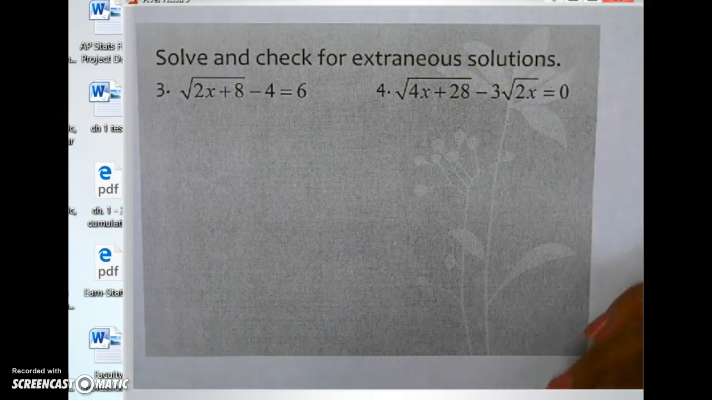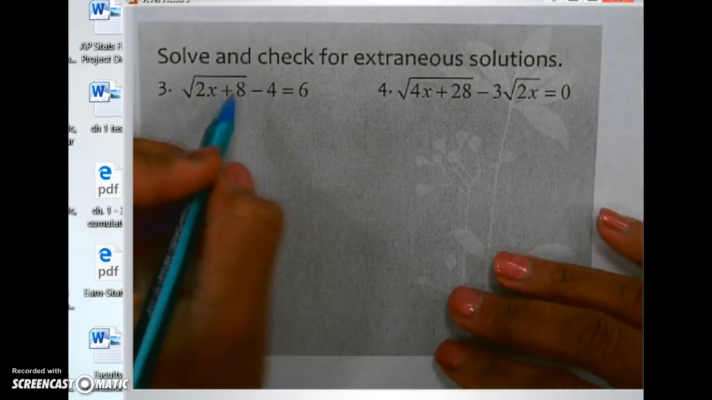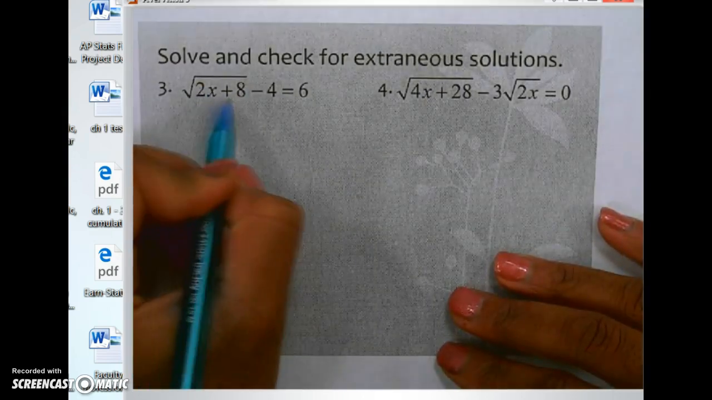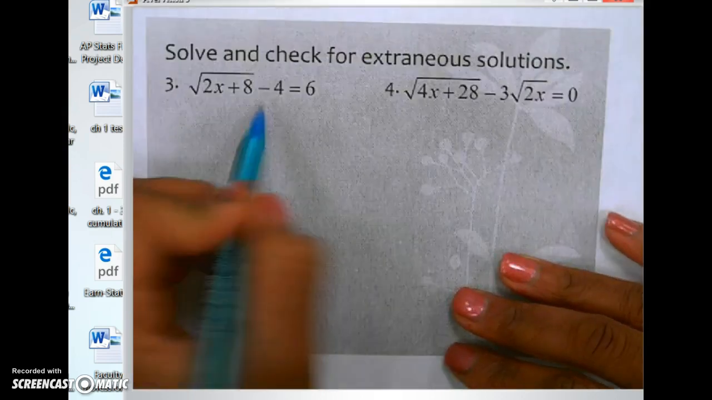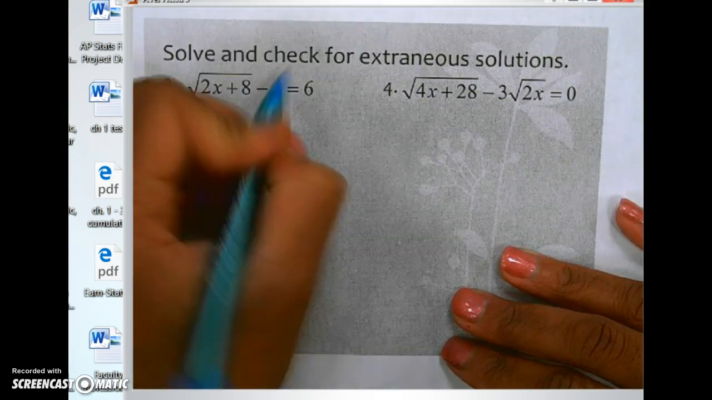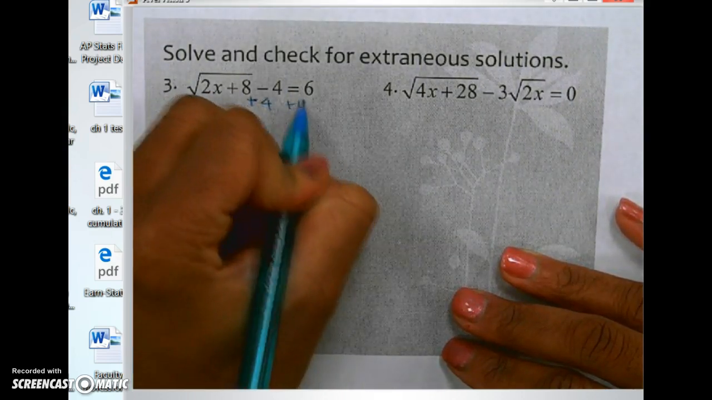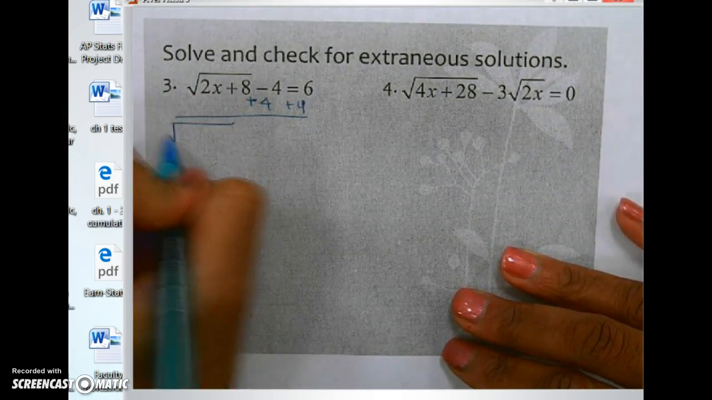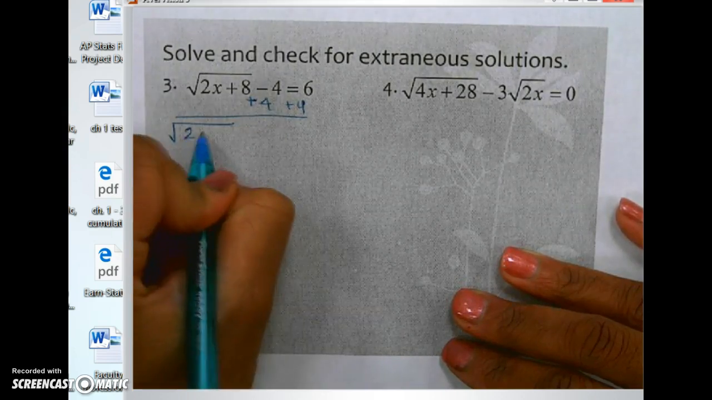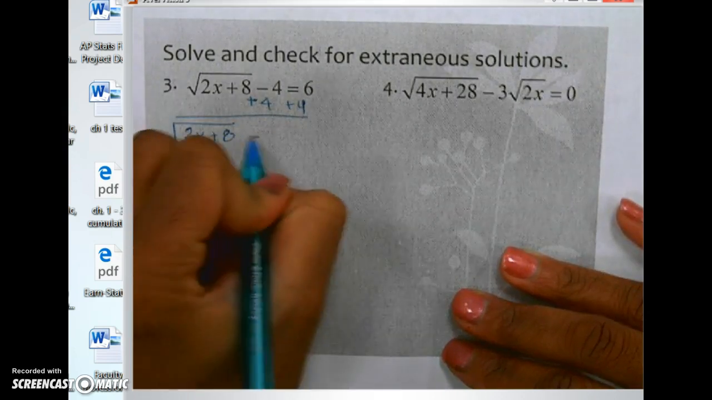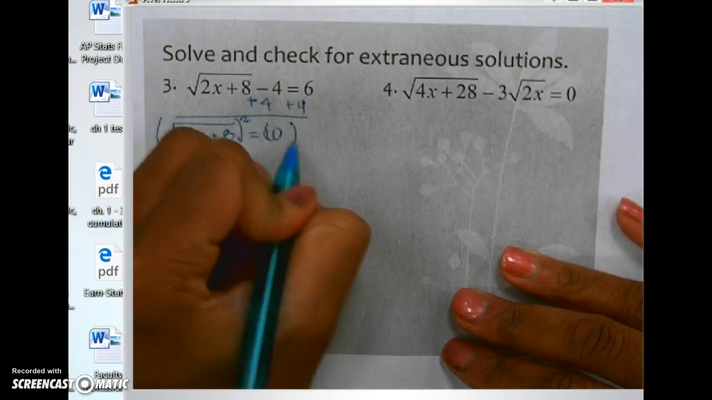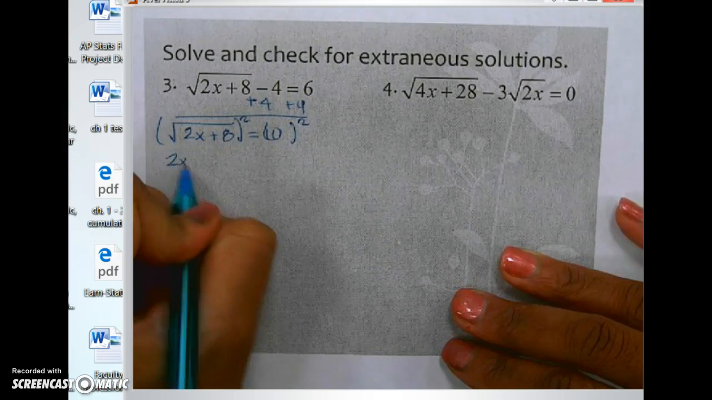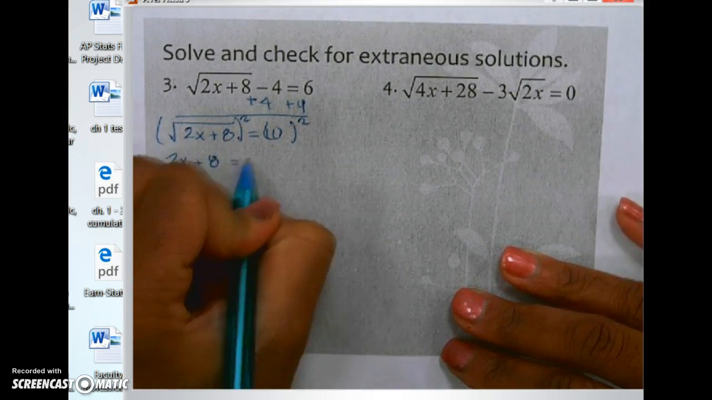So for examples 3 and 4, we are told to solve and check for extraneous solutions. So as you've done before, I'm going to first go ahead and get the radical by itself. Don't square both sides until your radical is isolated. So go ahead and add 4 to both sides if you haven't done so already. And then you have the square root of 2x plus 8 is equal to 10. To get rid of this square root, I'm going to square both sides, and I have 2x plus 8 equals 100.